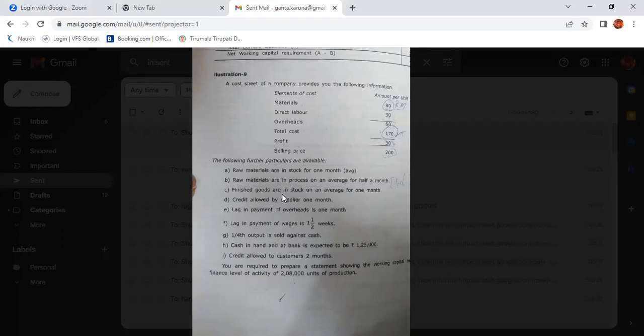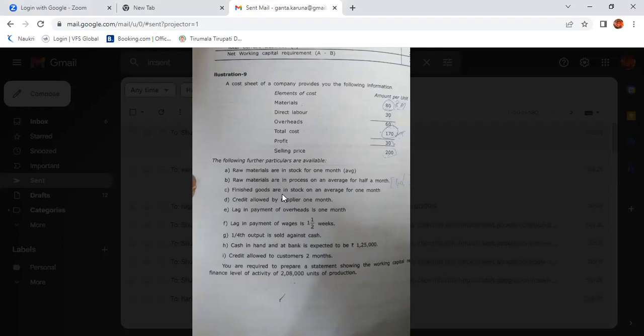So either way I have to convert. Either I have to convert all the information into month-wise, or all the information into week-wise. Which one do I have to go for? Usually, raw material he gave in a month, work in progress he gave in a month, finished goods in a month. But when you see point F, he gave the lag in payment of wages as 1.5 weeks. So this one point is enough for me to convert all the information into weeks.